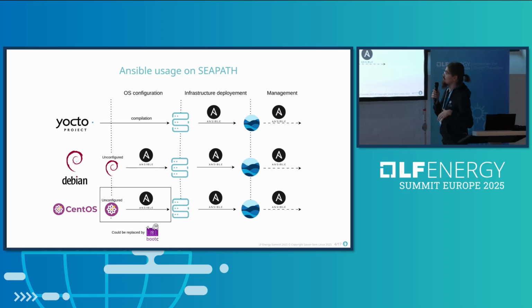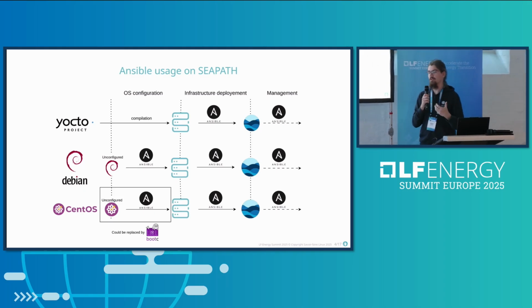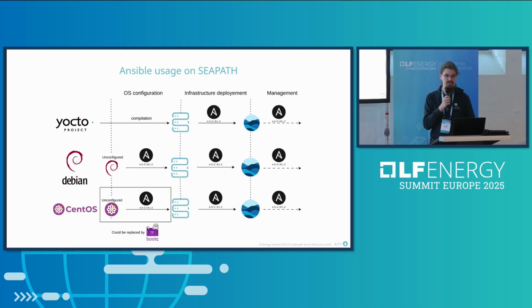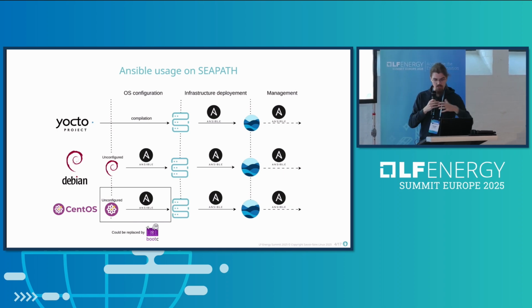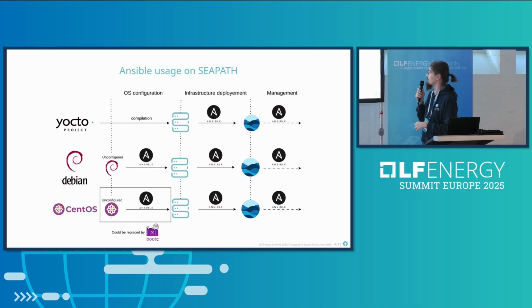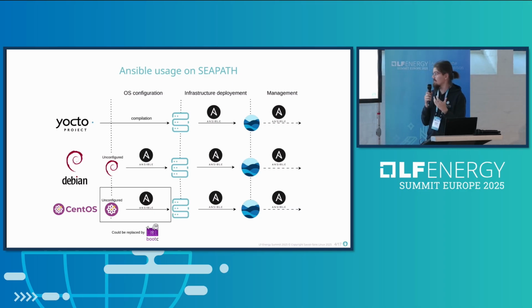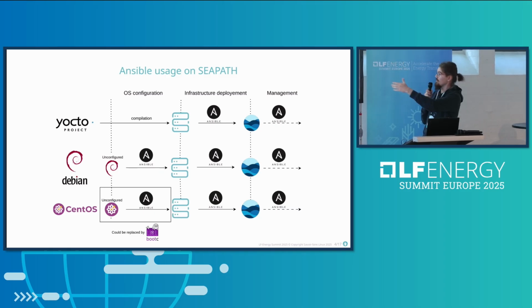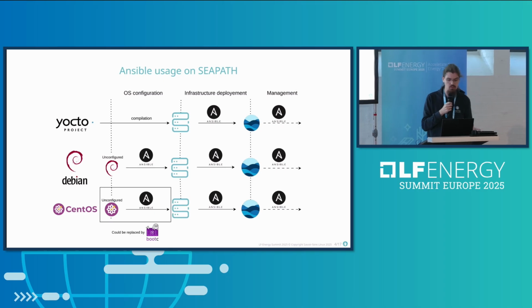On Yocto, we compile an image starting from a standard Linux kernel, and we do all the configuration of the ISO inside this compilation step. But then, you have to put all your machines together and start to have a SEAPATH infrastructure working. And this is also done by Ansible. So it's another task in our Ansible playbooks. It's the infrastructure deployment. And when you are there, you have an iso-functional SEAPATH cluster, no matter the distribution you choose. And eventually, you want to do some management on this cluster, which is also done by Ansible.